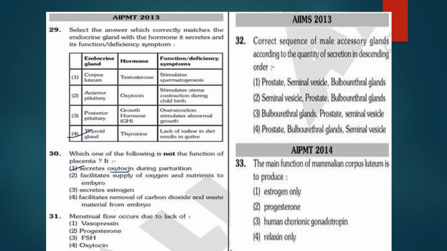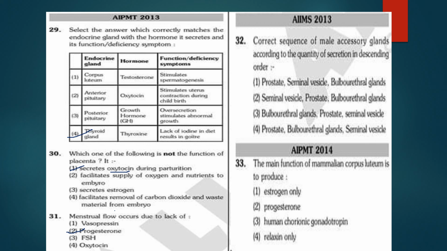And question 31. Menstrual flow occurs due to the lack of which hormone? It occurs due to the lack of progesterone. Progesterone is responsible for maintaining pregnancy. So if there is no progesterone, there will be menstrual flow.